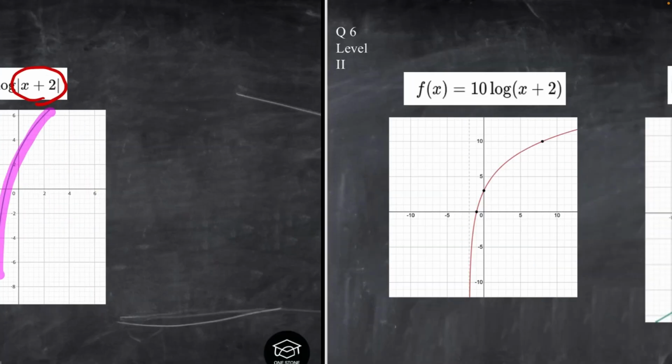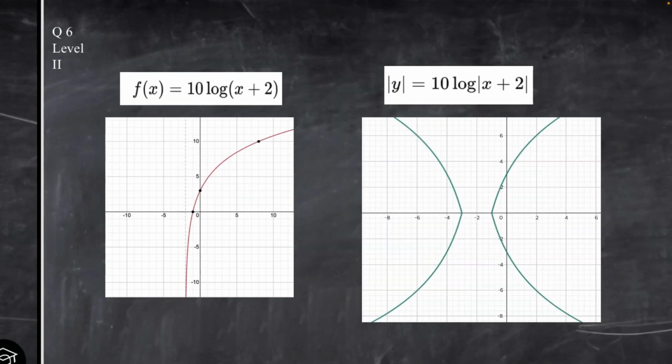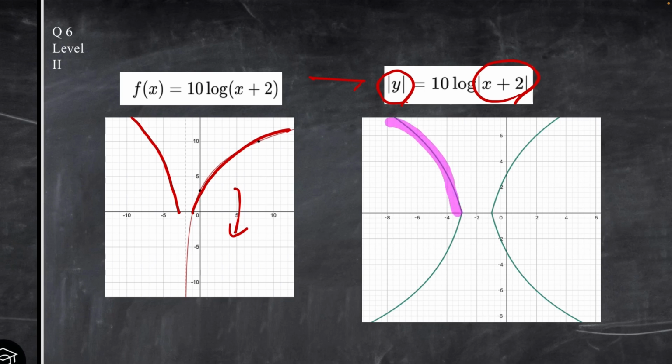Fifth transformation. The absolute value of y equals 10 times the log base 10 of the absolute value of x plus 2. Now we keep only the part of the graph where the right-hand side is non-negative. That is, where the absolute value of x plus 2 is greater than or equal to 1. Then reflect that part across the x-axis. In other words, y equals plus or minus 10 times the log base 10 of the absolute value of x plus 2, but only where that expression is non-negative.